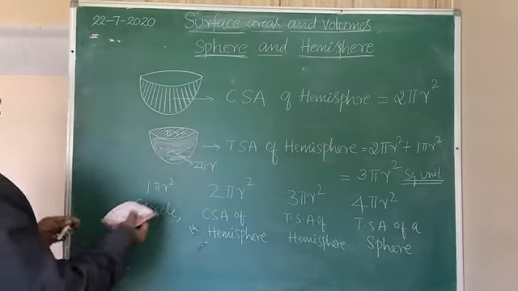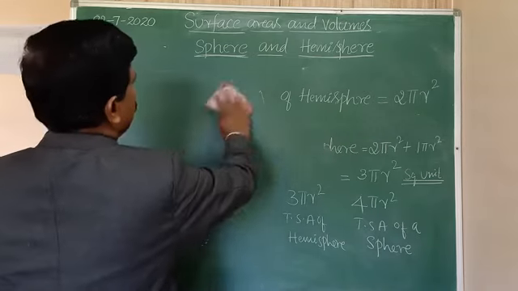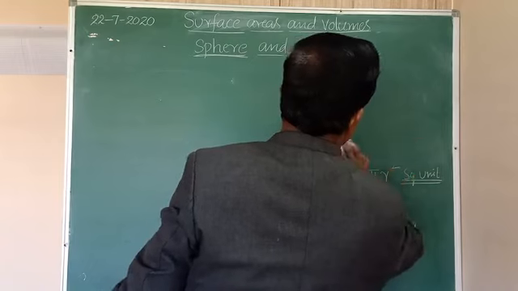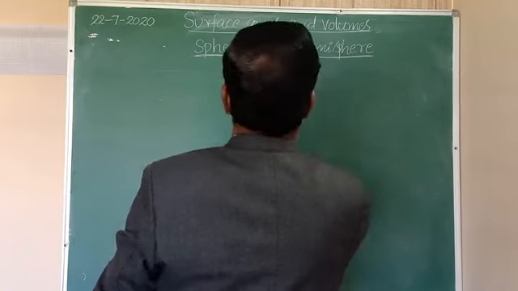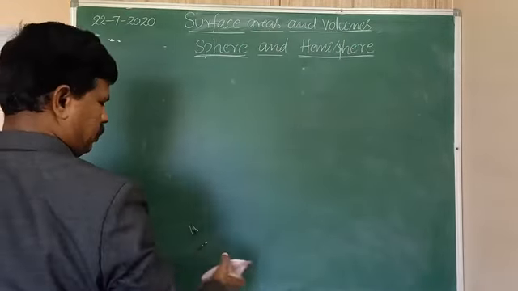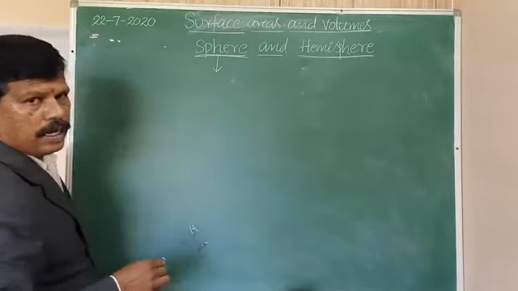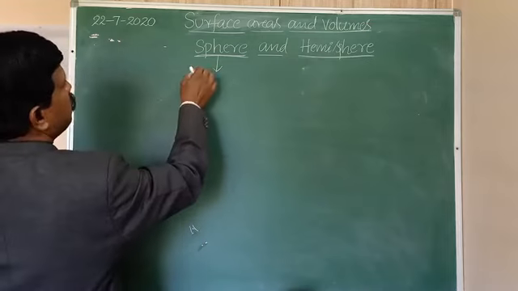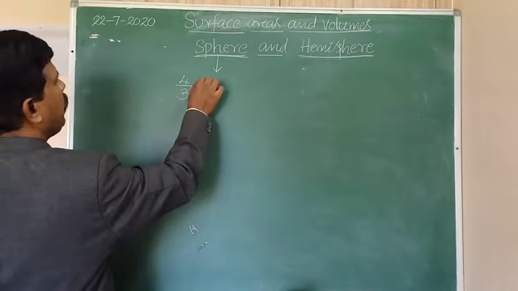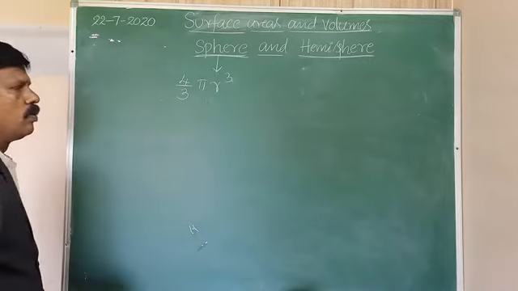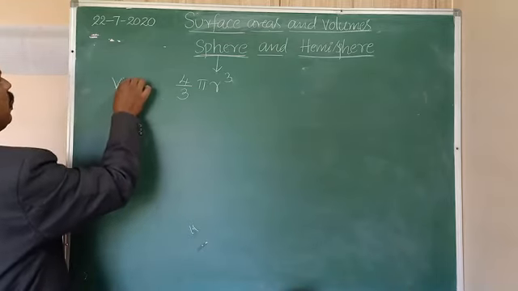Okay. Now, next is volume. So how much is the capacity of a ball, a round shape solid object? Here I am writing directly. There is no proof for that. You just write down this. Volume of a sphere is 4 by 3 pi r cube.